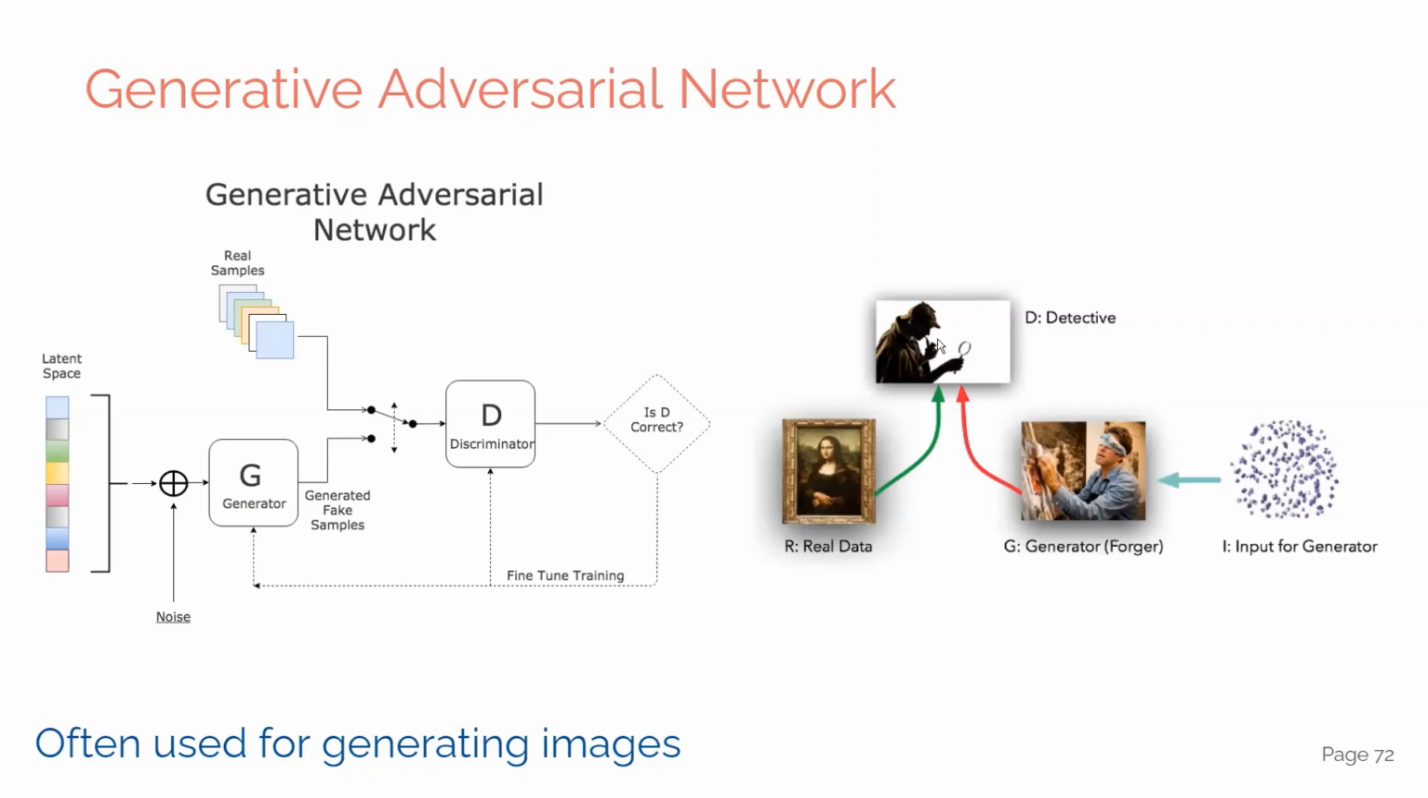In this example, the detective, that is the discriminator, is trying to differentiate the real input versus the one that is generated by the forger, the generator model. You end up with a very good model that can create images that seem real. So that's the output of this network.